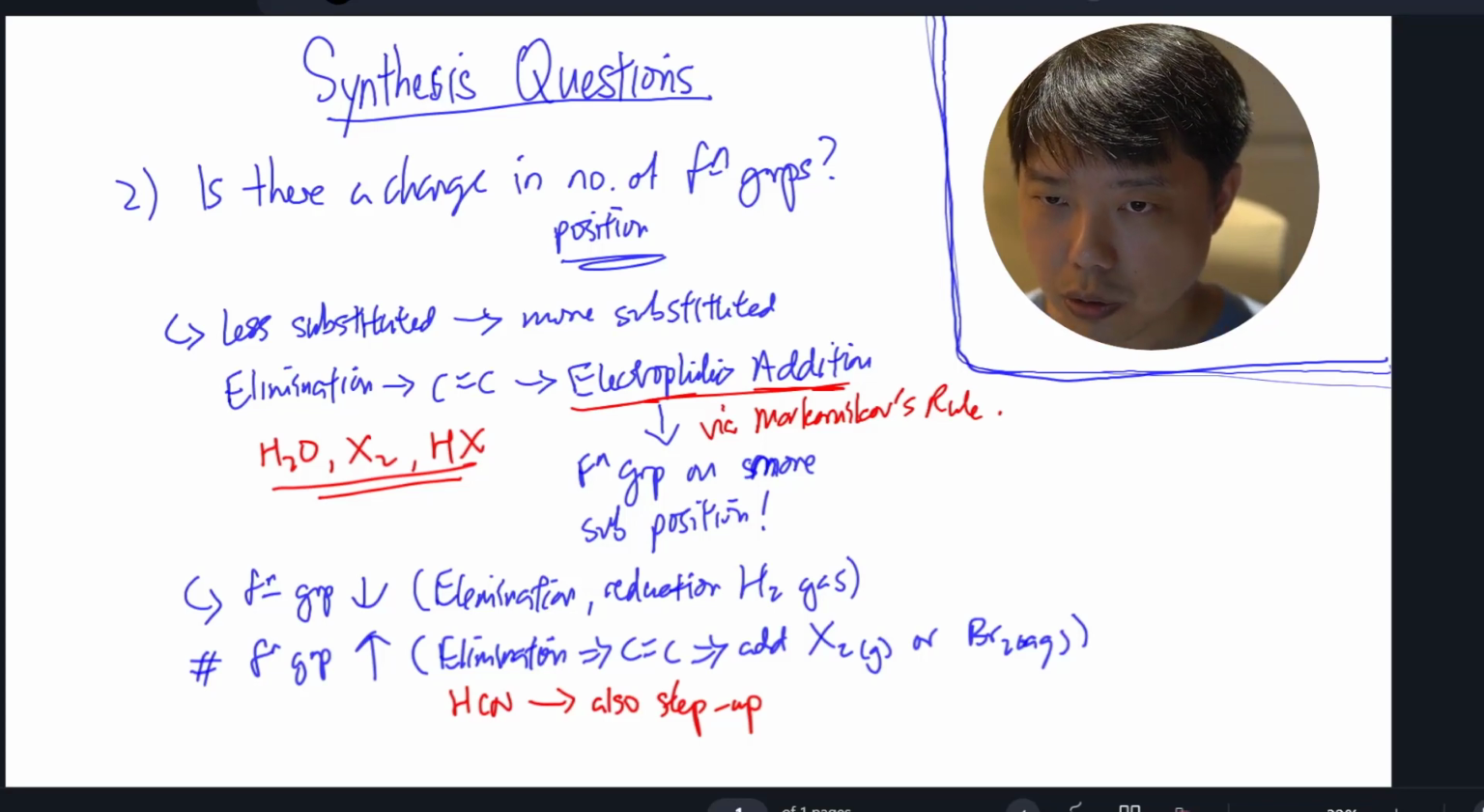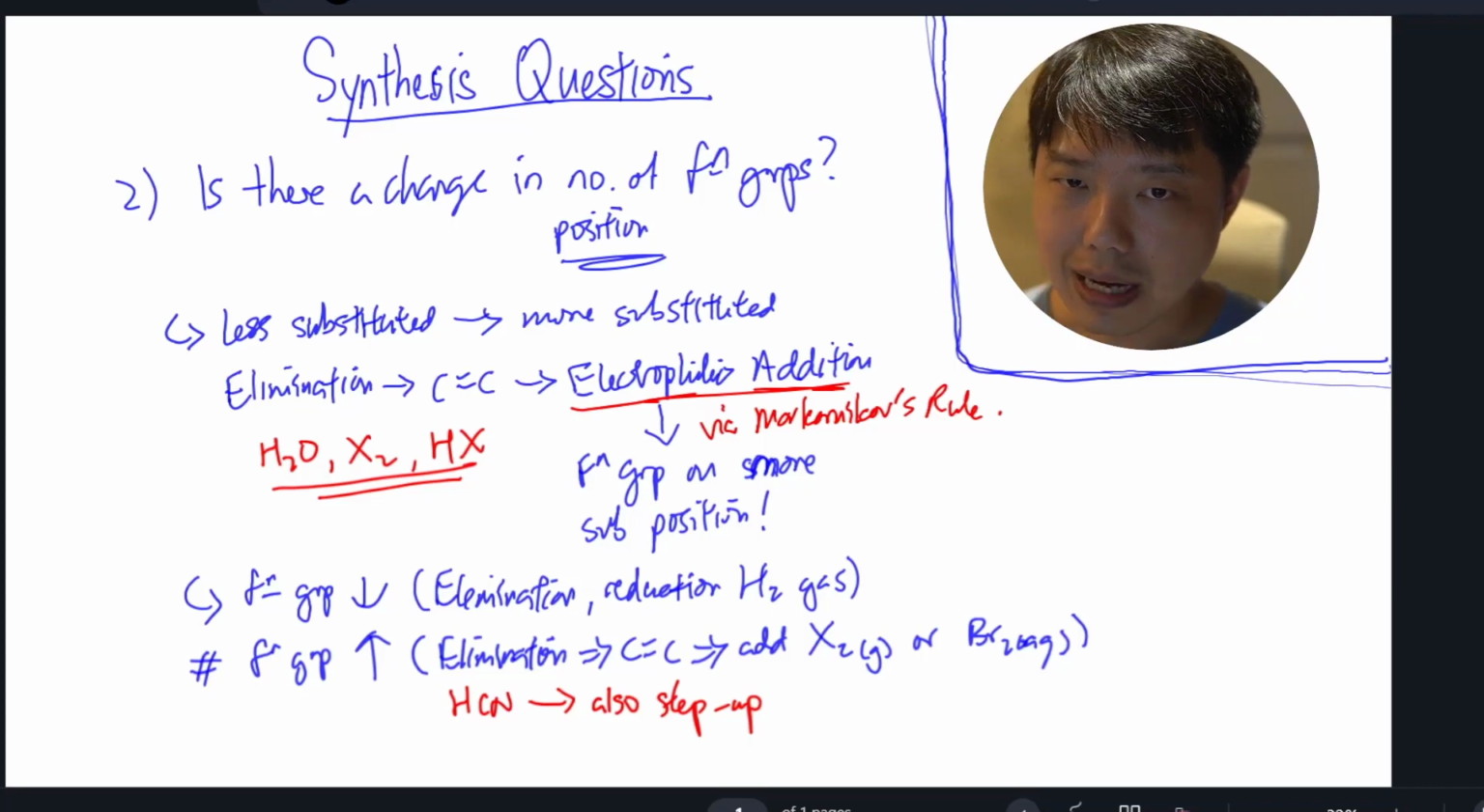All right. So depending on your question, you got to ask yourself, number one, is there a change in the carbon chain? Okay. Number two, is there a change in your functional group?